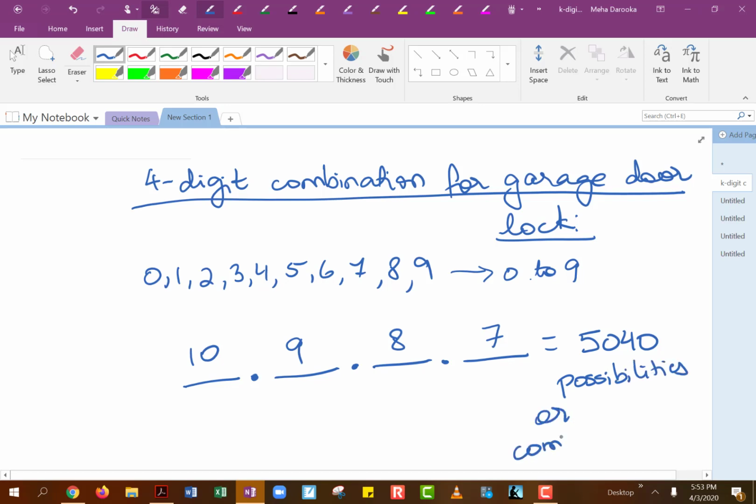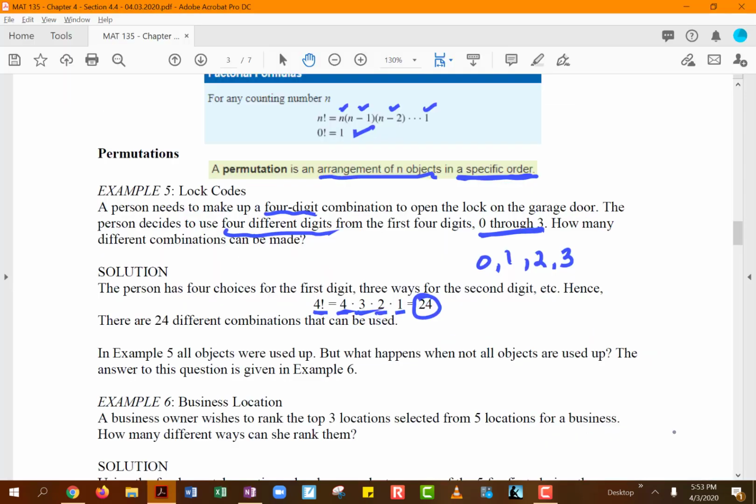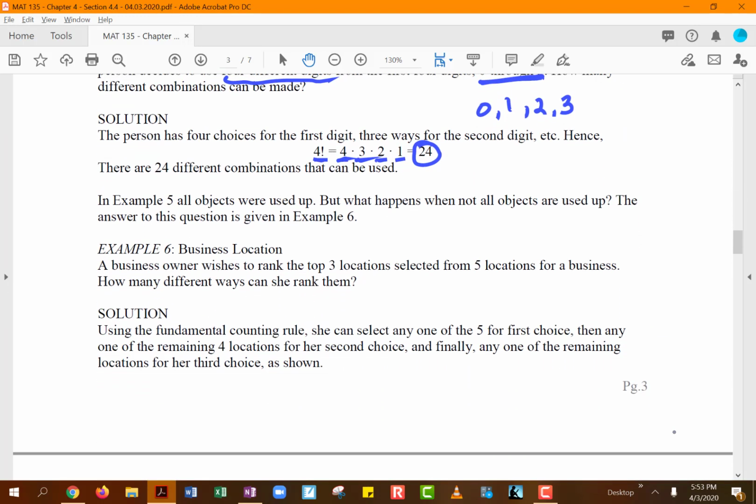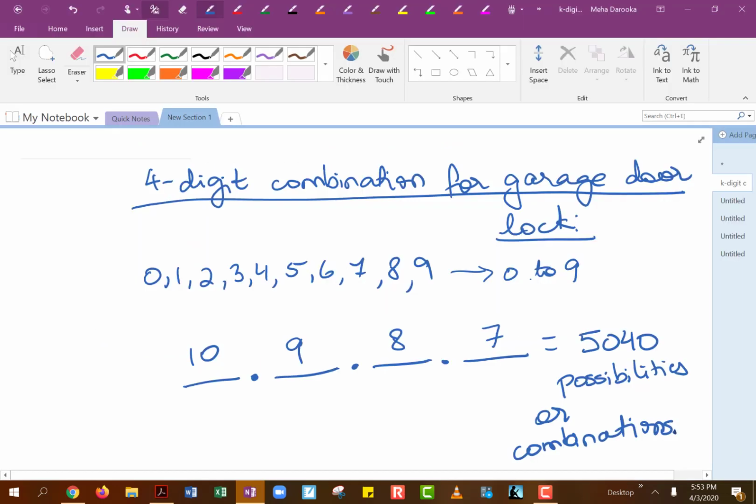Okay, alrighty, so that was example 5. So in example 5, all objects were used up, but what happens when not all objects are used up? So that means if you had more digits you were choosing from, then not all of them would end up getting chosen, right? Which is kind of what this little example I was talking about is doing. But let's look at example 6.